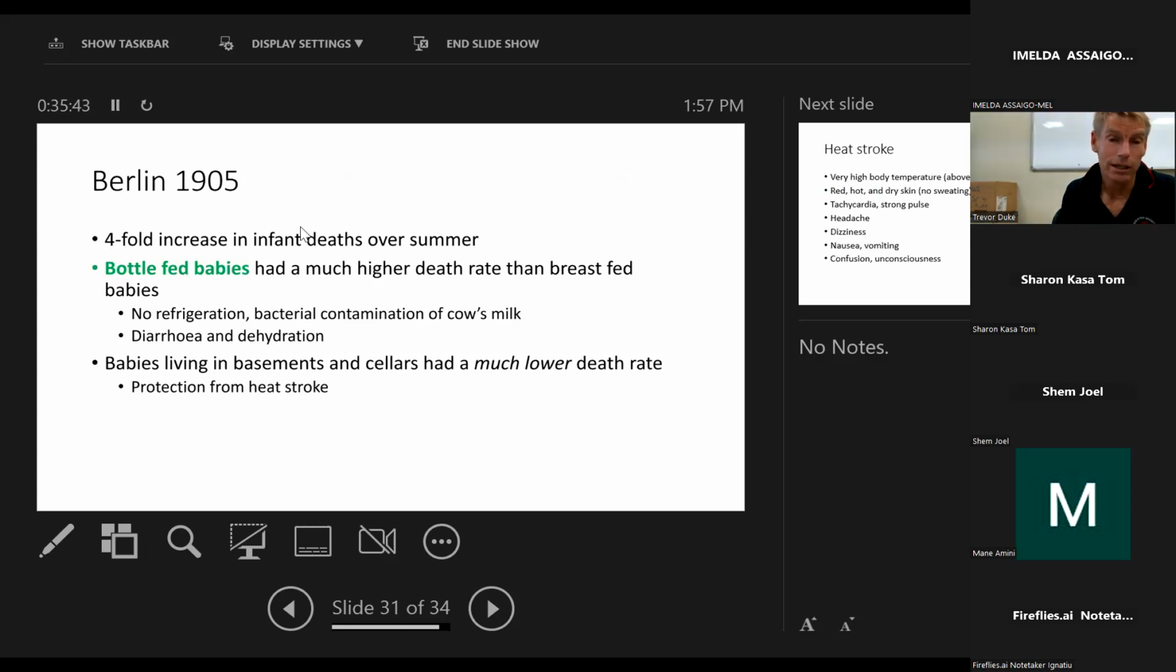This was Berlin. They showed a 4-fold increase in infant deaths over summer compared with winter, and it related mostly to bottle-fed babies, who had a much higher death rate than breastfed babies, because there was no refrigeration, and the cow's milk got contaminated with bacteria, and then these babies were presenting with diarrhea and severe dehydration. Interestingly, the babies that were living in the basements had a lower mortality rate, and that's because it was colder in the basements, right? They were protected from heat stroke.